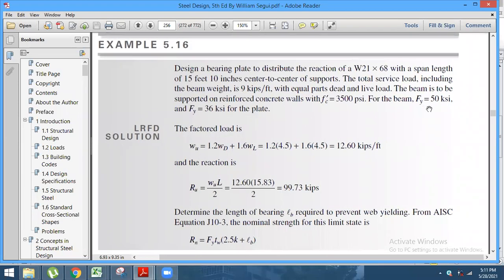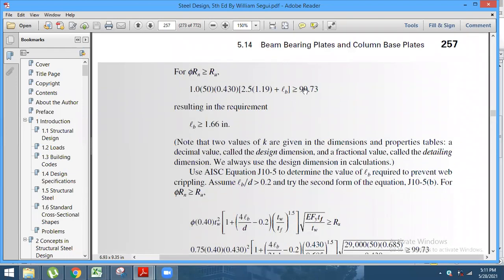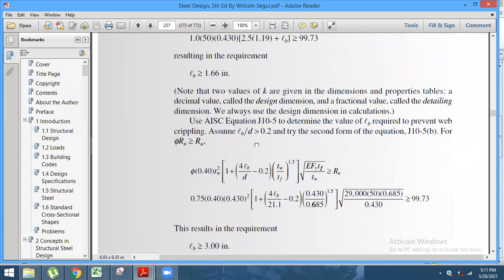So, ito yung yielding stress para sa beam. Ito naman yung yielding stress natin para sa plate. So, therefore, ayan, i-design natin siya. Ni-resist niya yung 99.73 kips. Therefore, the LB natin should be greater than or equal to 1.66 inches. Okay, so note, two values of K are given in the dimension properties tables, a decimal table called the design dimensions. So we always use the design dimension calculation.